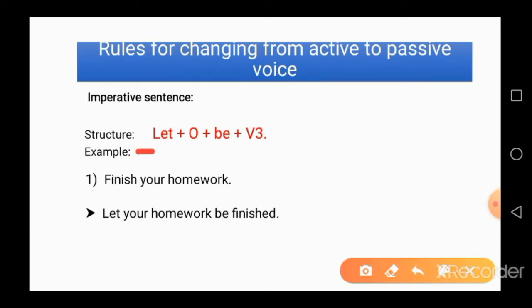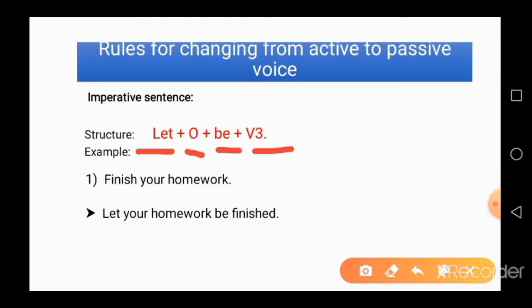The structure is, we take the word let first, then object, then be and V3. Remember this format. What is it? Let, then object, then be and finally V3. So, we use this format for making the passive voice of imperative sentences.